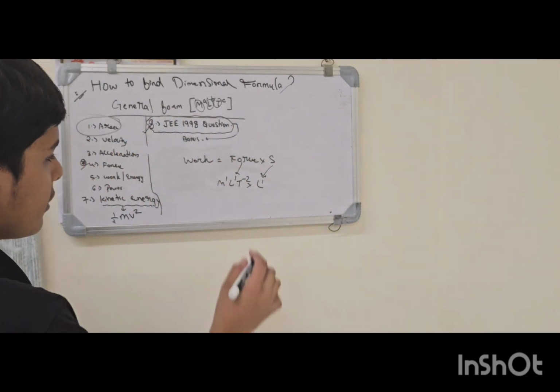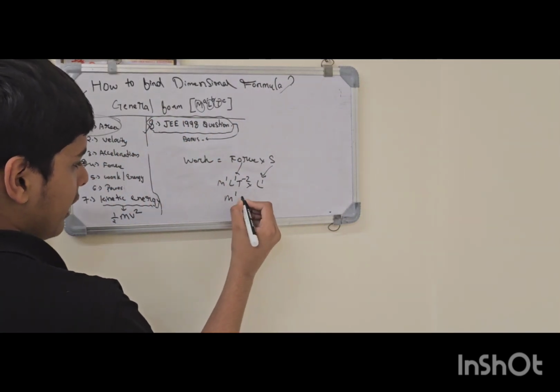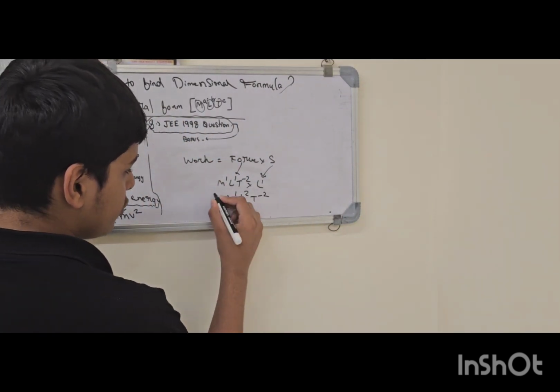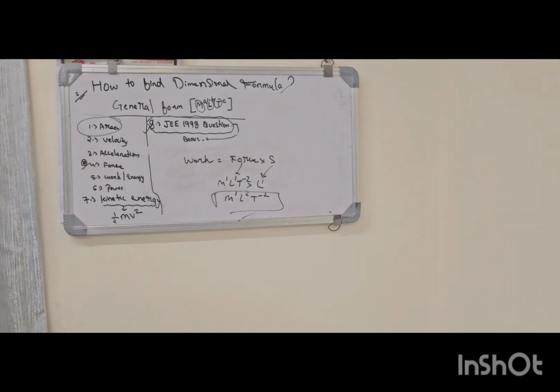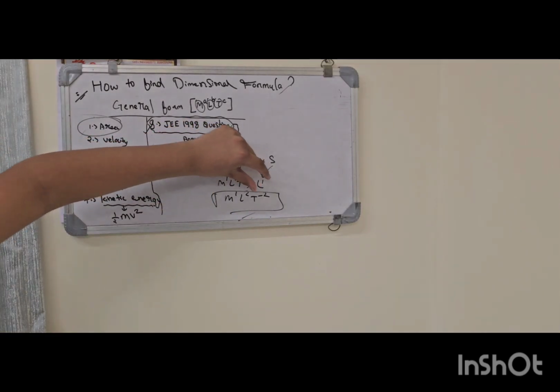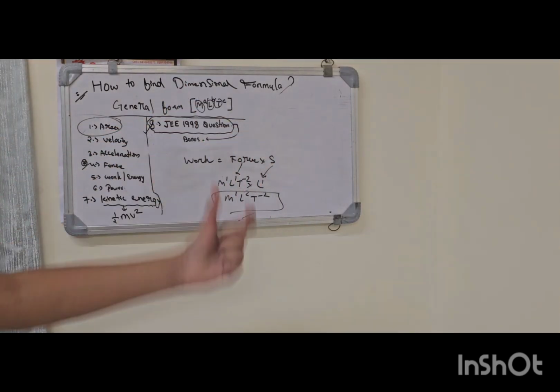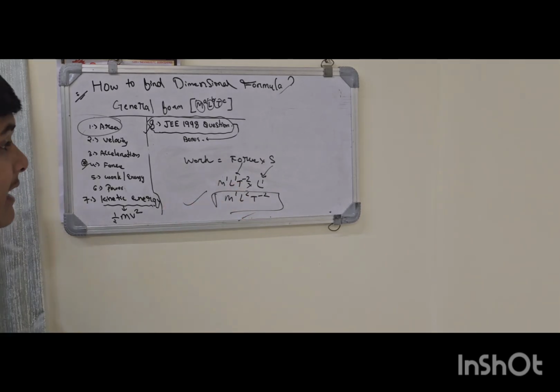Very good. So if you do this, how much will you get? M^1 L^2 T^-2. This will be very easy now. Look, L^1 multiplied by L^1, L square. So this is the work. Work is equal to energy.